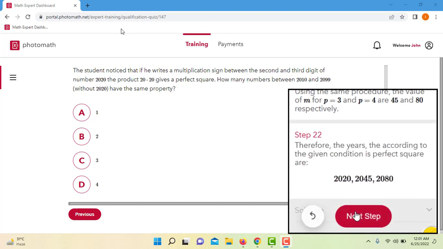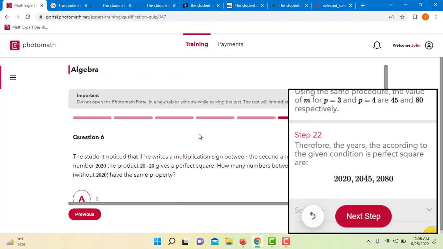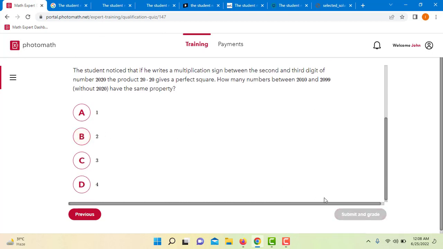Therefore, the years according to the given condition that are a perfect square are 2020, 2045, 2080. Excluding the year 2020, the number of years that satisfy the given condition is 2. The correct option is B.